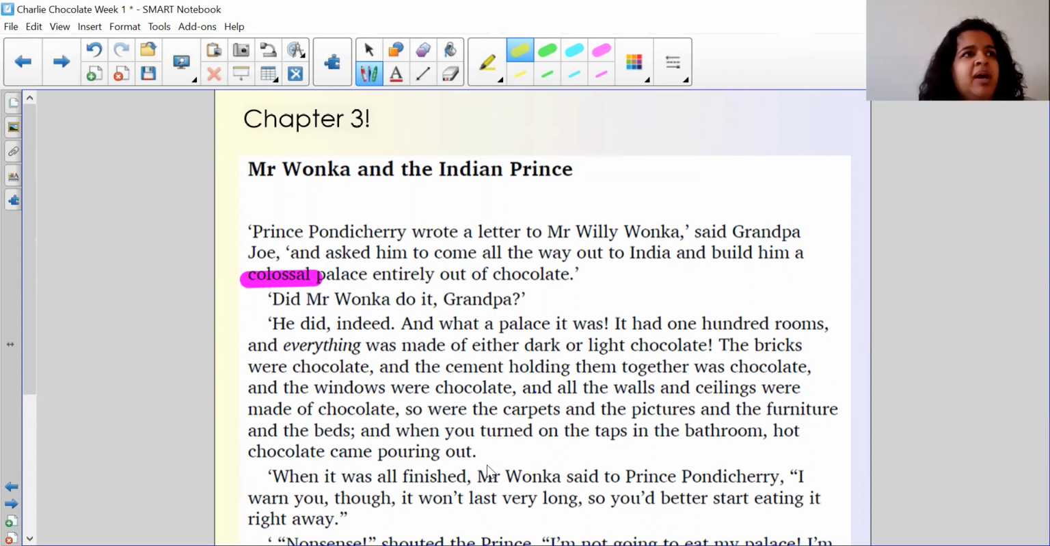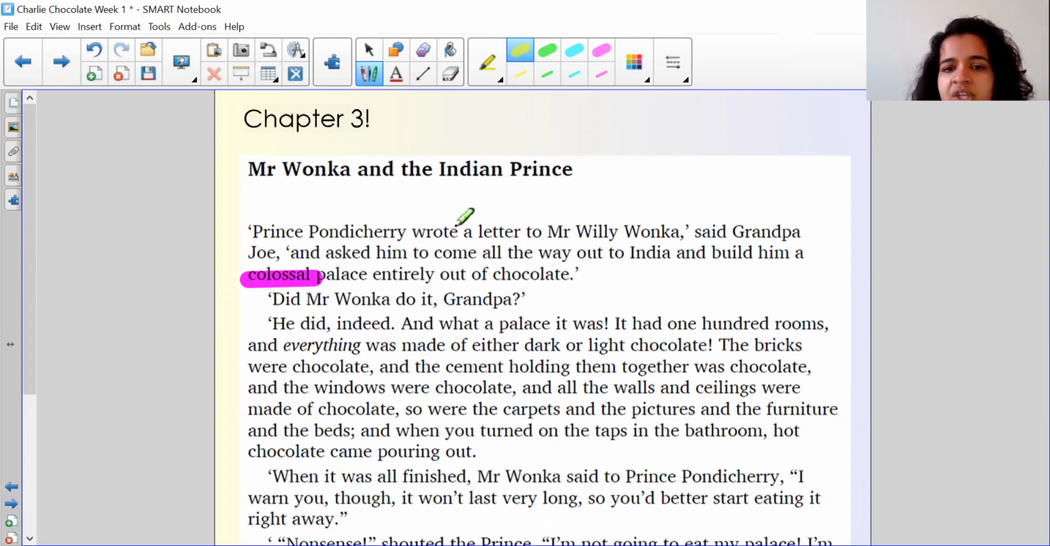I would probably buy lots of chocolate. I would probably buy a big house. I would probably buy lots of clothes. I would probably go on holiday. But what did Prince Pondicherry do that suggests to you that he's got a lot of money? Okay. What does he do that tells you he's got a lot of money?